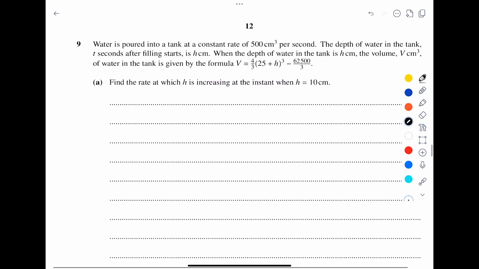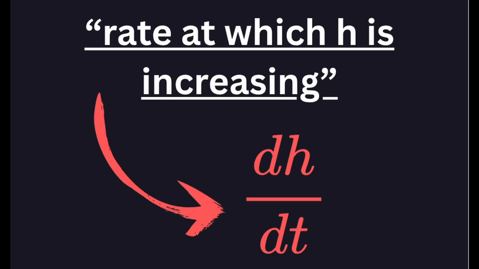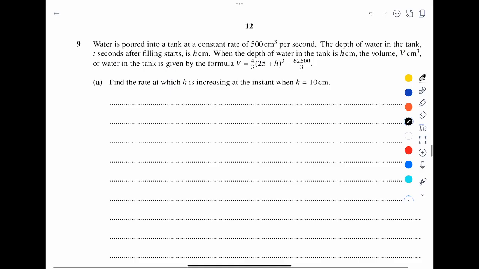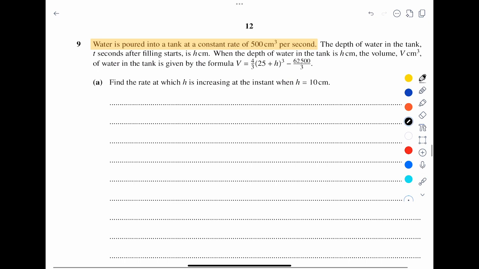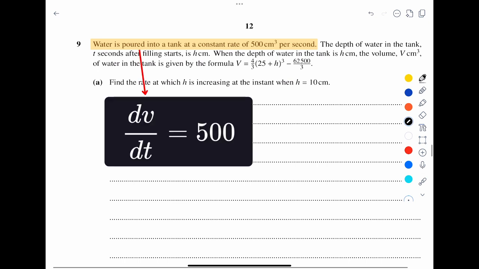So it wants us to find the rate at which h is increasing, which means dH by dt. Specifically, it wants dH by dt when h is equal to 10 centimeters. Now, what about the other factors needed to answer the question? Well, we're told that dV by dt is equal to 500 because all dV by dt actually means is a change in volume over time.